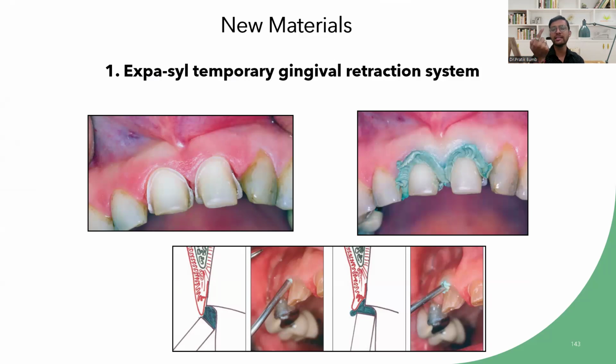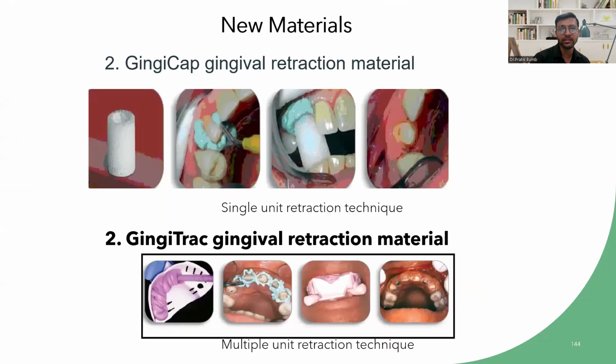It is like a tip, as you can see in the figure. It comes with a tip, and you can push the material inside the sulcus, and you let it stay there, and it reflects the gingiva. There's something called GingiCap, a gingival retraction material. It is basically a foam sheet with the material placed inside; you put the material along the sulcus of the tooth, and you ask the patient to bite on that GingiCap. Because of the pressure of the foam, the material pushes inside the sulcus and it causes gingival retraction.